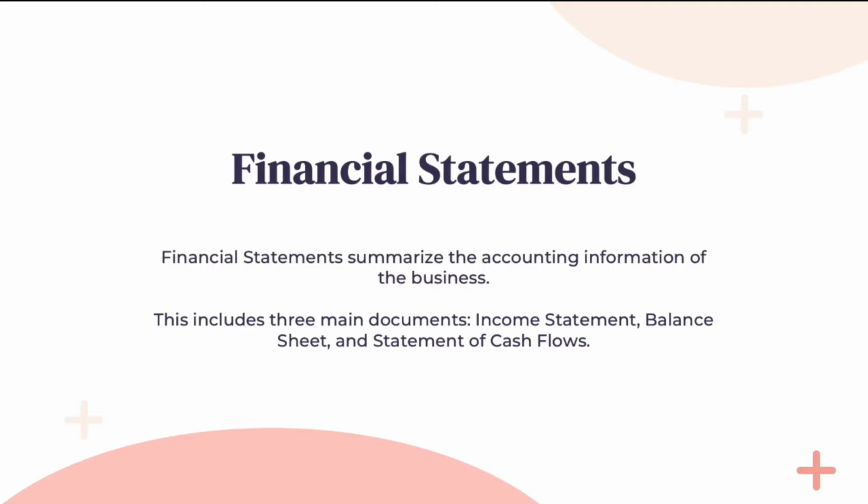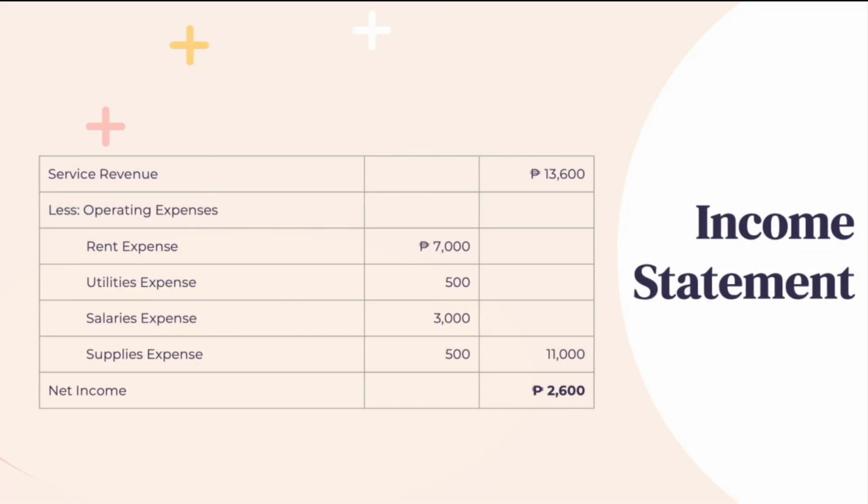Now, the financial statements. Financial statements summarize the accounting information of the business. This includes 3 main documents: income statement, balance sheet, and statement of cash flows. These documents are important because it is what the external parties, especially the investors, are looking at regarding the financial position of the business.